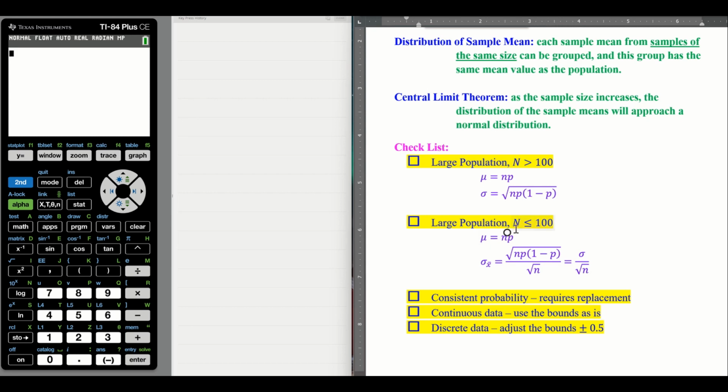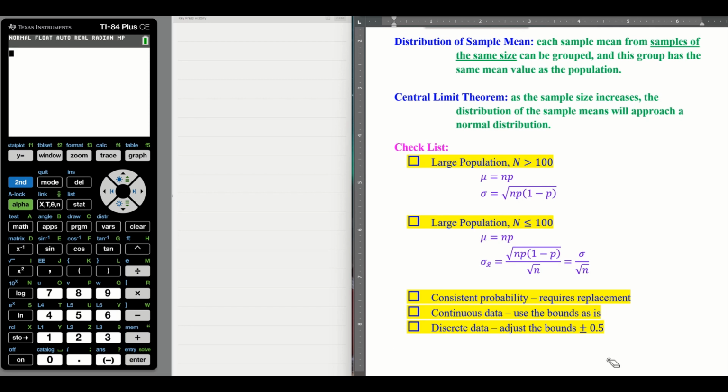If the population, capital N, is less than 100, meaning, and these are over 30, they're considered large when they're over 30 data points. Say data on animals or people, whatever. So then notice that the mean formulas are the same. Now notice that your standard deviations are different. Okay, we will talk about this as we go along.